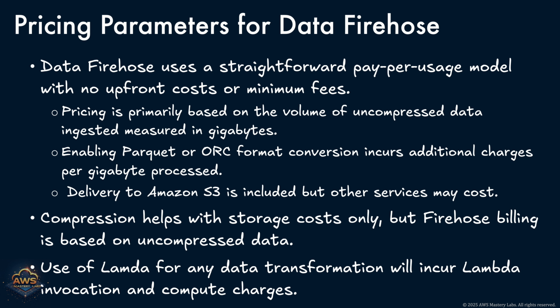Another optional feature is format conversion. Firehose can convert incoming data from JSON into columnar formats like Parquet or ORC, which are optimized for analytics and storage. Enabling this feature incurs a per gigabyte processing fee, but the benefits can be substantial. Columnar formats reduce data footprint and significantly accelerate performance in downstream services like Amazon Athena or Redshift Spectrum, ultimately saving you money in storage and query costs.